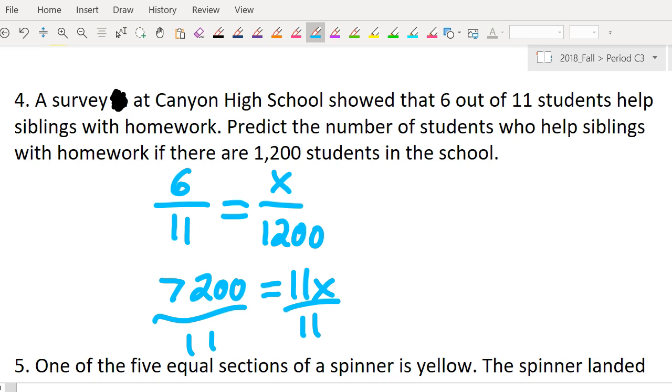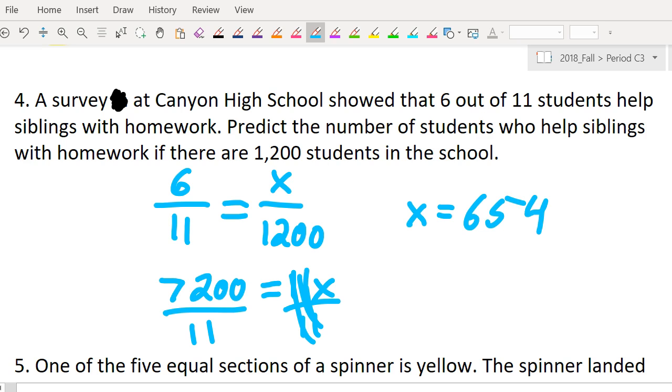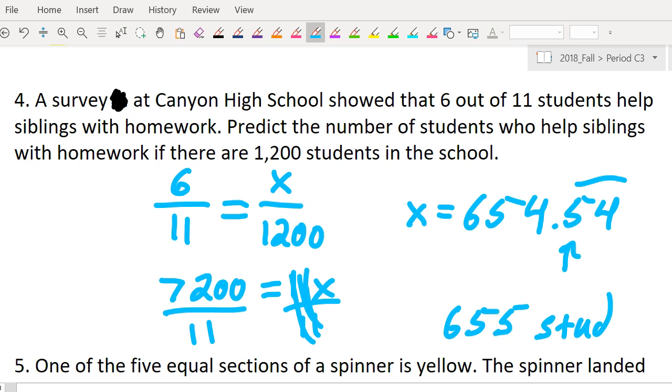And what do we get? 654.54. Okay, so x equals 654.54 repeated. Okay, so would you estimate? Would you round up or down? Up, because this is a 5 or higher. So 655 students we would expect. Do you have to label your answer? Of course you do.